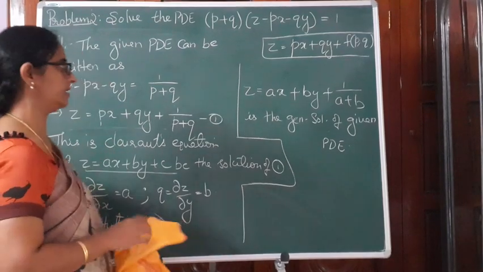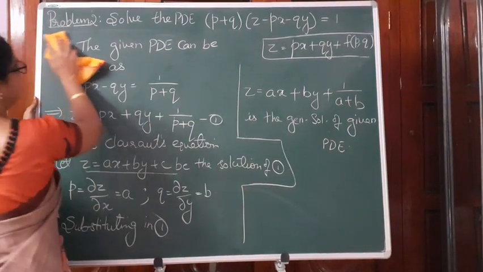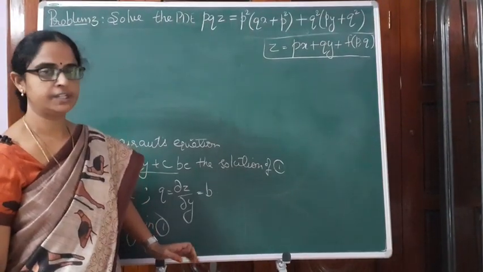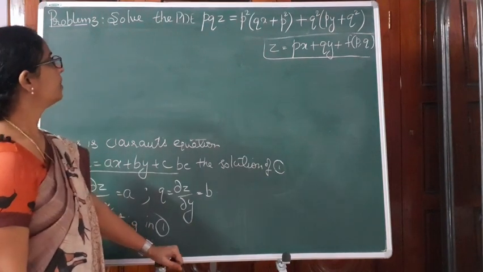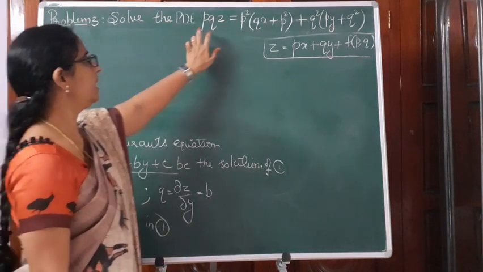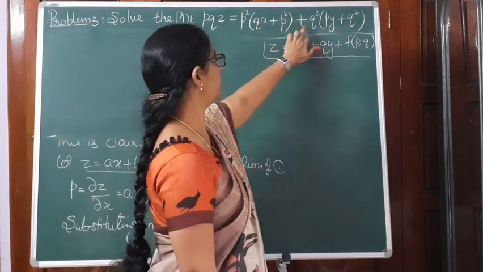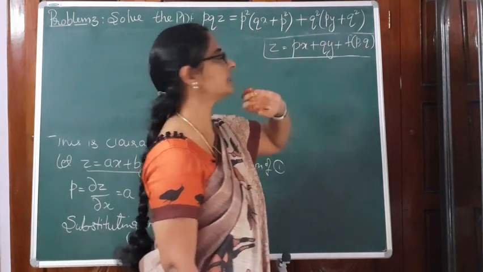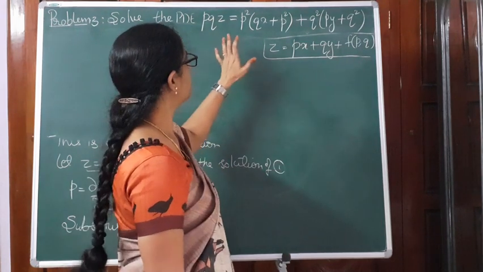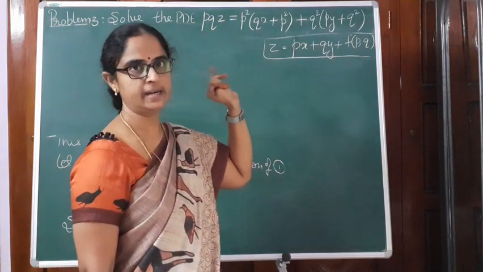Now I see another one such problem. Now we look at one such example here. We are asked to solve the partial differential equation pqz = p²(qx + p²) + q²(py + q²). Here it involves all p, q, x, y and z terms.